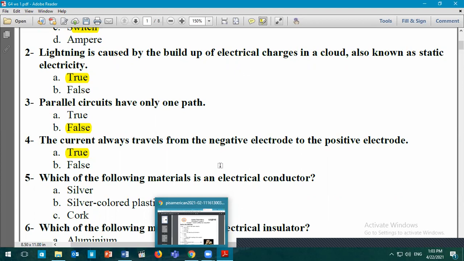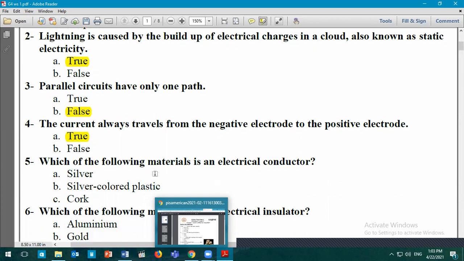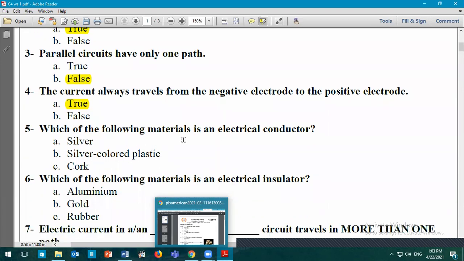Number 5, which of the following materials is an electrical conductor? Is it silver, silver colored plastic, or cork? It's going to be silver because it's metal. Well done. And cork is like wood. Something like wood, plastic.